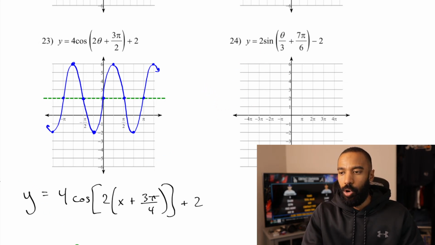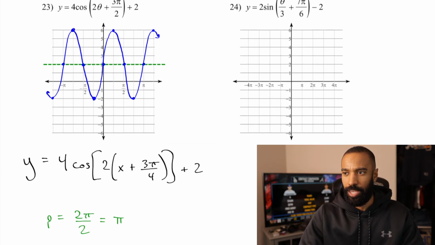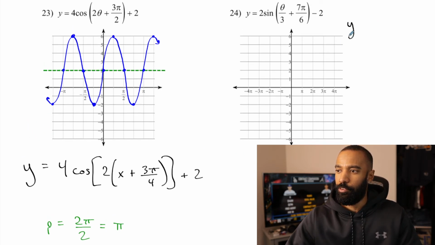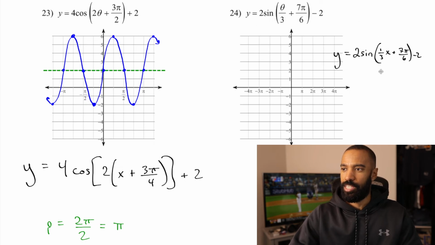Last one. Y equals 2 times sine of theta over 3 plus 7 pi over 6 minus 2. Yeah, it looks a little heinous. All right. Let me first write it up here, and I'll drag it down. 2 times sine. I'm going to write the 1/3 out in front. I haven't factored yet. Okay, let's bring this down here.